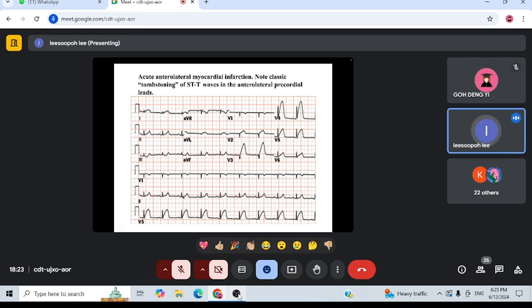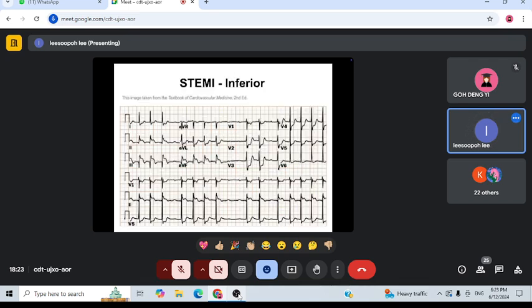They will be elevated. But what about in V3, V4, V5, and V6? You do not see the ST segment anymore because the whole thing is dragged out. This is the ST segment. So you can see ST elevation in V3, V4, V5, and V6. Okay? Can you see the ST elevation? Maybe we try this one again. I think this one is more prominent.